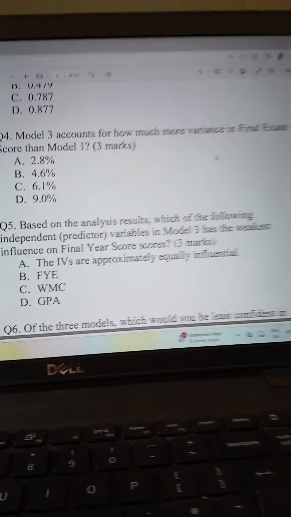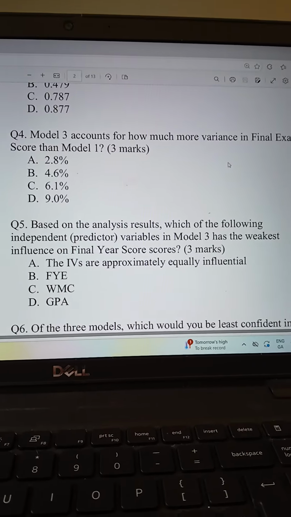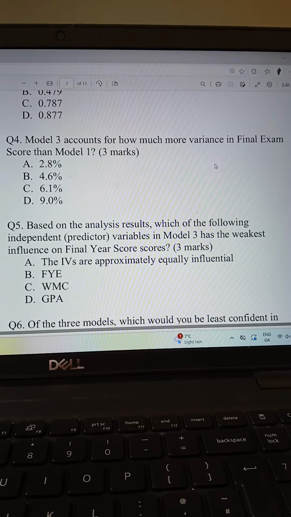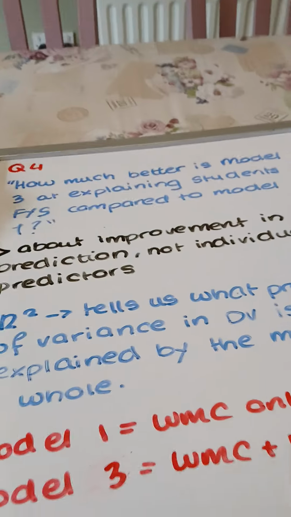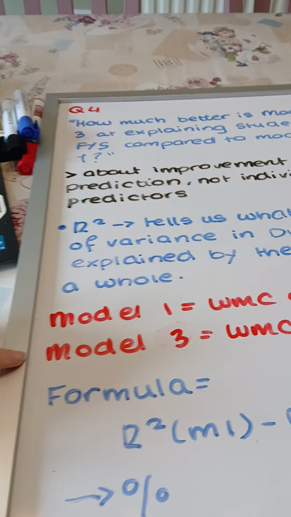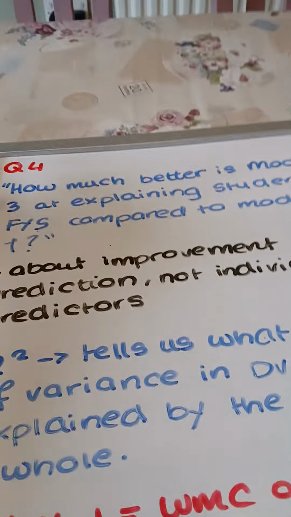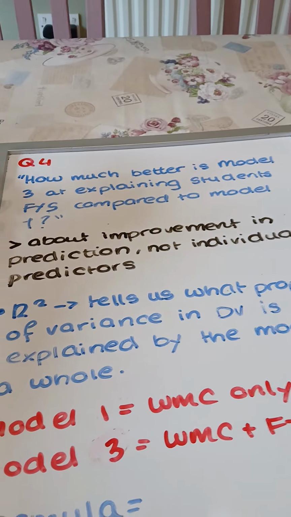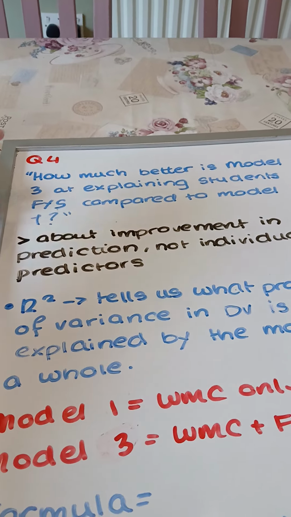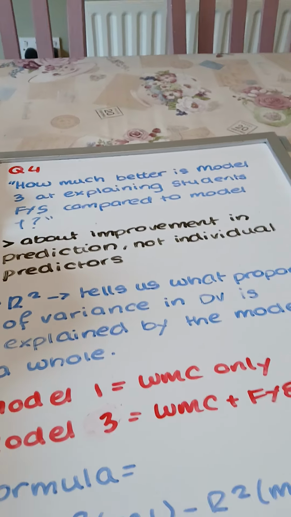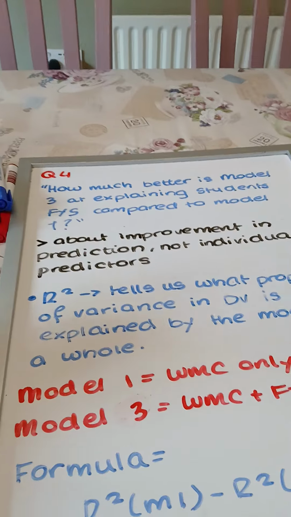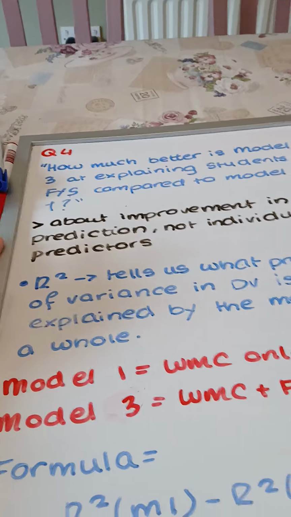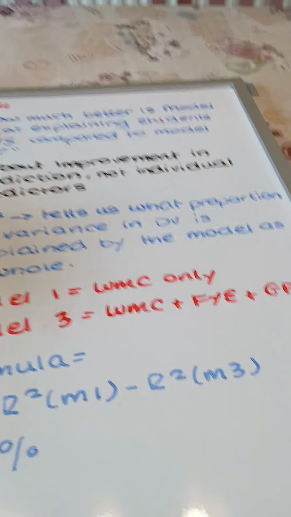So for question 4, it's asking Model 3 accounts for how much more variance in final exam score than Model 1. So basically, this question is asking us to compare Model 1 and Model 3, or how much better is Model 3 at explaining students' final year score compared to Model 1. So this question is about improvement in prediction, not specifically individual predictors, like the other questions have been.